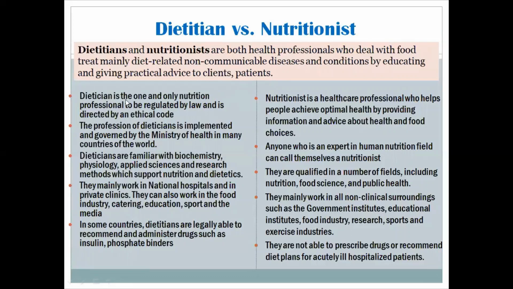So dietitian is the one and only nutrition professional regulated by law, and directed by an ethical code. तो जो dietitian होता है उनकी जो requirement होती है, it is being done by the law and they are being bound by the law, and they have also an ethical code.